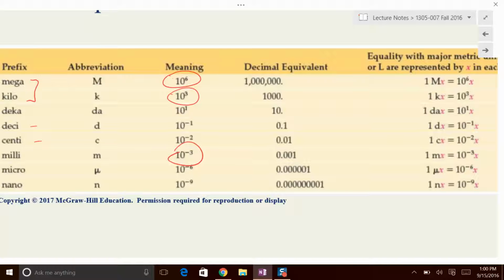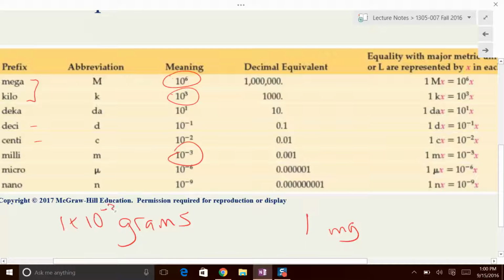So if it says 10 to the negative 3, that's how you relate it to one of the base units. So if the base unit is grams, and you have 1 milligram, then that means you have 1 times 10 to the negative 3 grams equals 1 milligram. Okay? So that's how you would use this number. This would be the conversion factor right here that you can use.